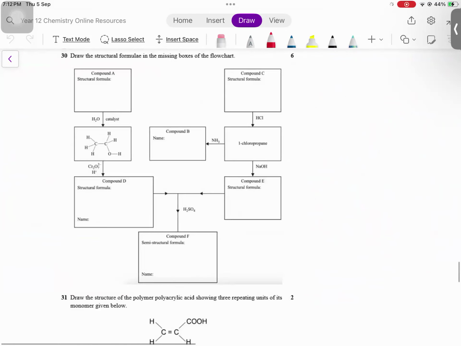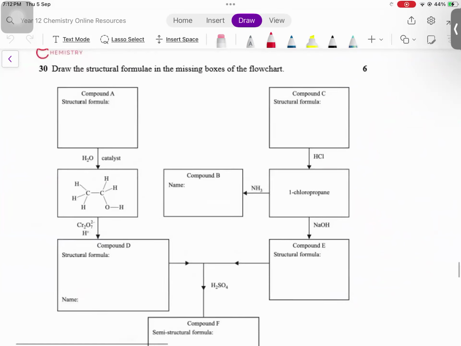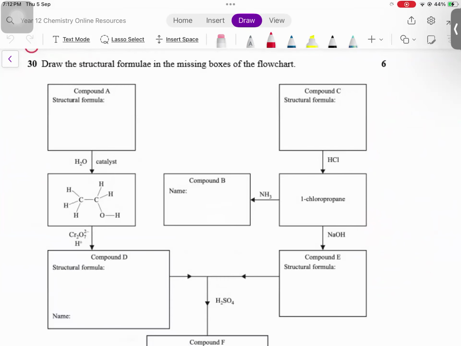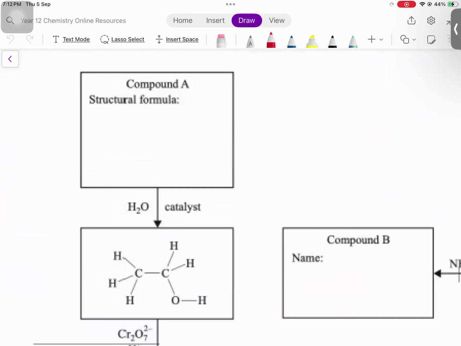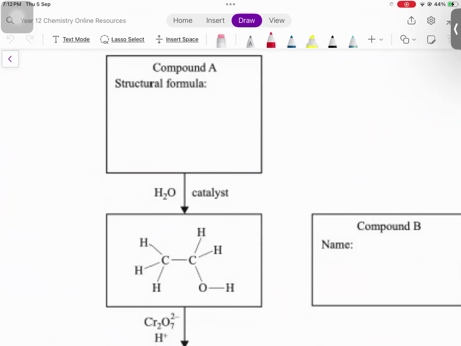One more. Question 30. Draw the structural formula in the missing boxes of the flow chart. You start off with compound A and then you add water to it so it turns into ethanol. So this is like the previous question that we did. If you add water to it and it turns into ethanol, then it must have started off as ethene.